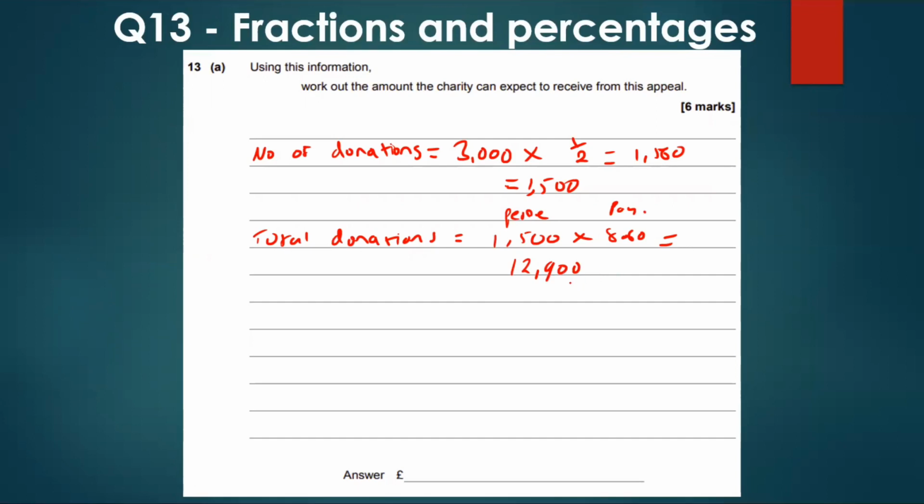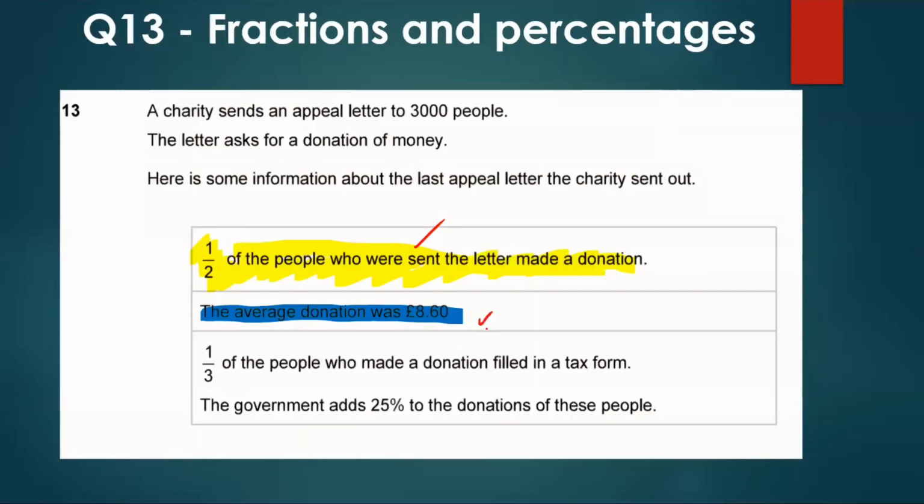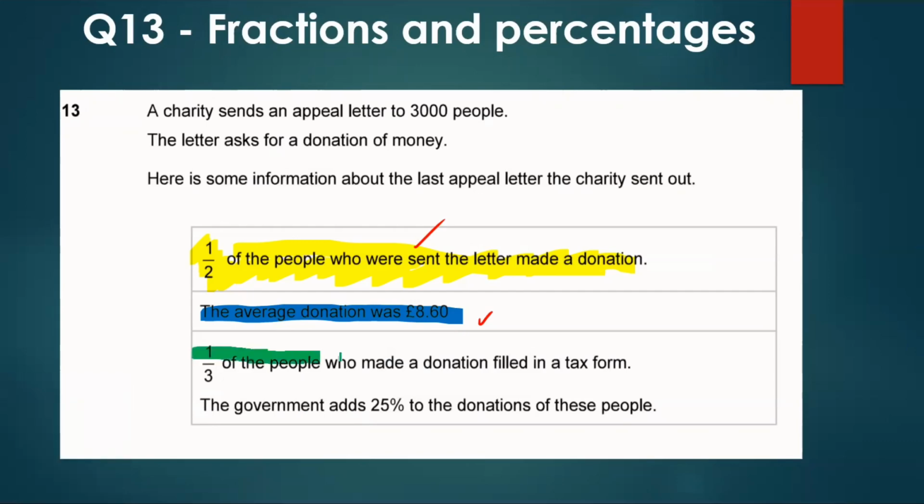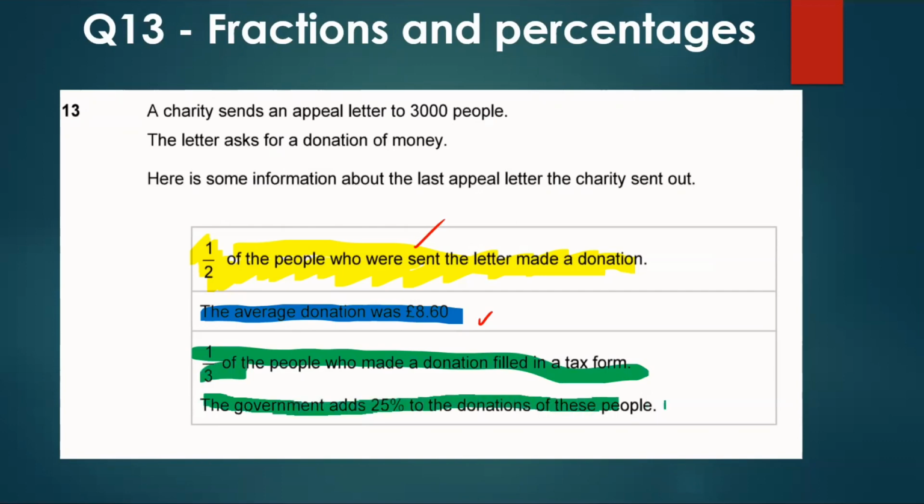So then what we've got is we've worked out that part as well now. So that's now done. Now we've got the 1/3 part. So we've got that 1/3 of the people who made a donation filled in a tax form. The government adds 25% to the donation of these people. So what we're now working out is 1/3 of the people who made a donation.